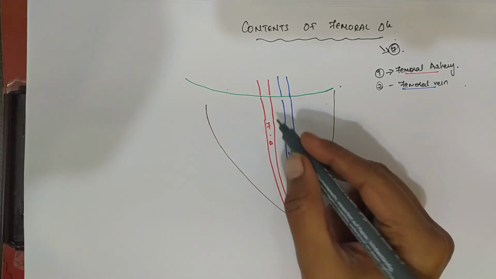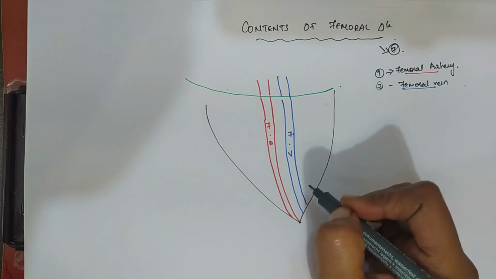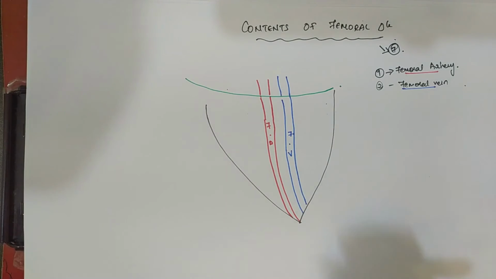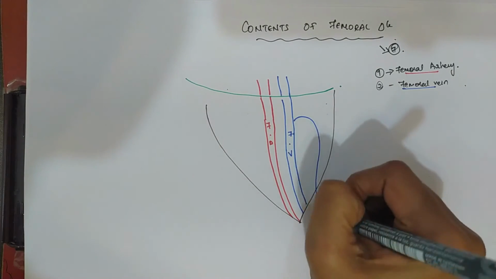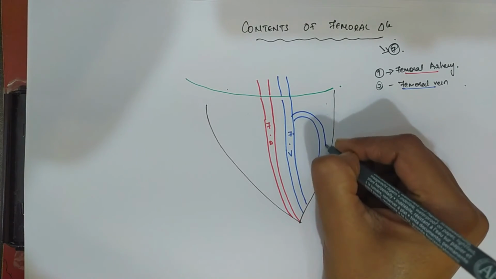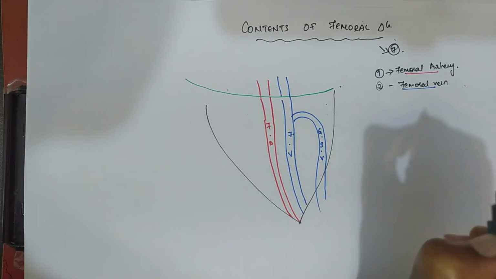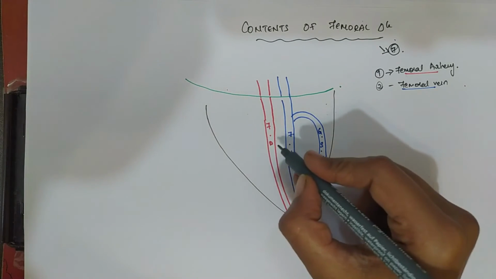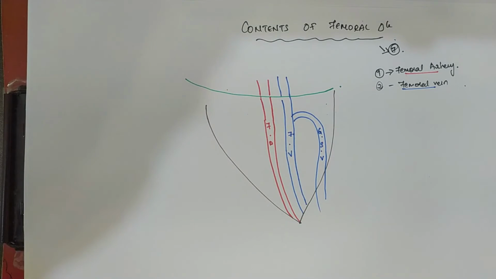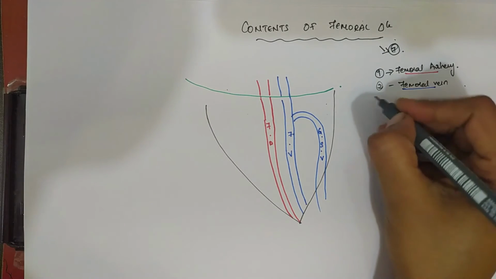The first structure which we have is the femoral artery. Medial to that we have the femoral vein. The main tributary draining into the femoral vein is the great saphenous vein. So that you can mention. So this is the great saphenous vein. Okay. So we have the femoral artery and femoral vein, 2 contents over. Now we are moving on to the third content.